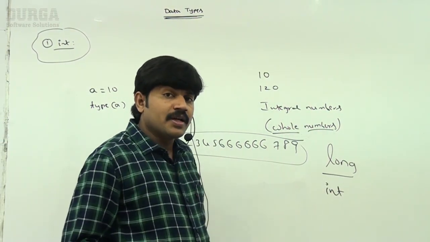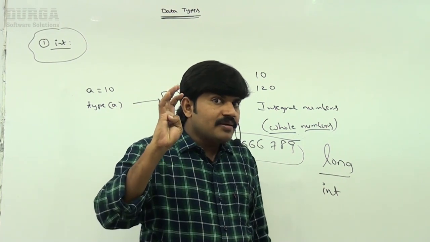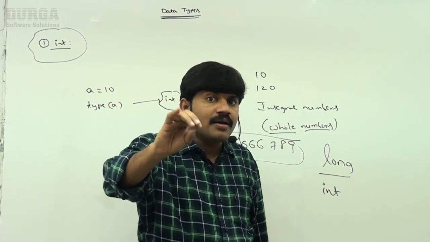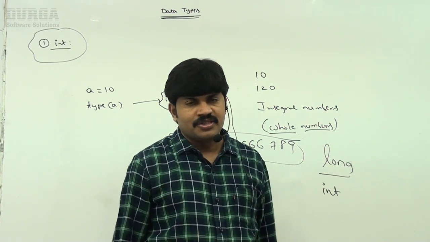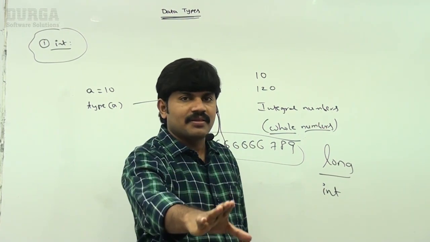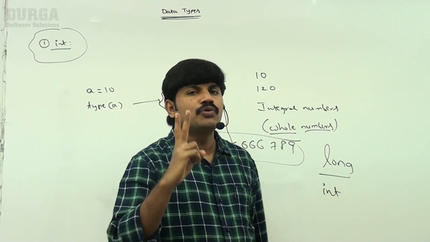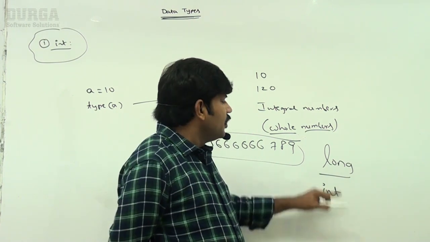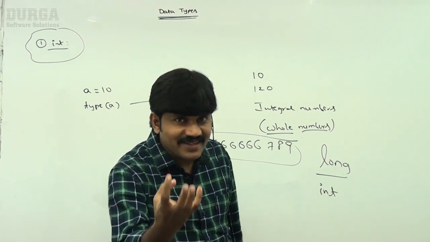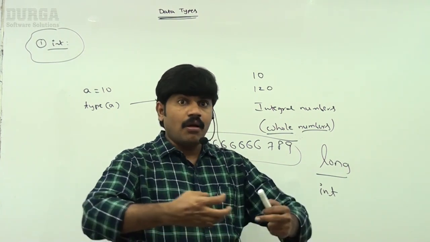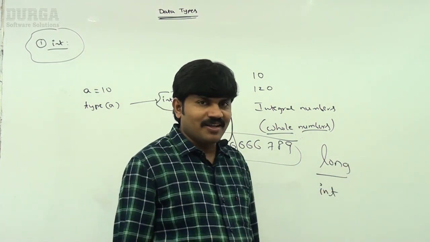Remember that if you consider Java, byte, short, int, long, like 4 types are there just to represent integral values. But in Python we have only 2 data types. The first one is int, the second one is long. Small integral numbers, int type. Long integral numbers, long type.